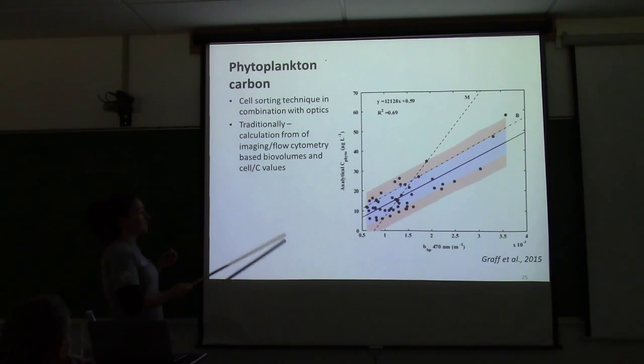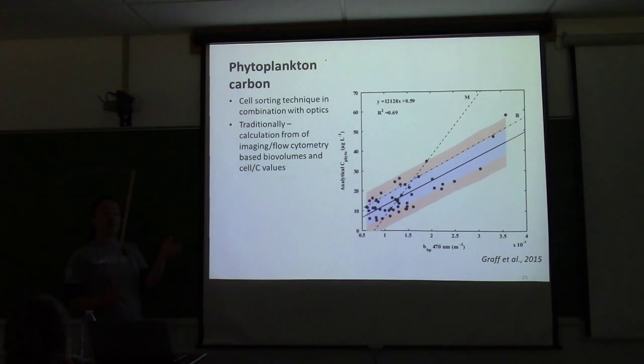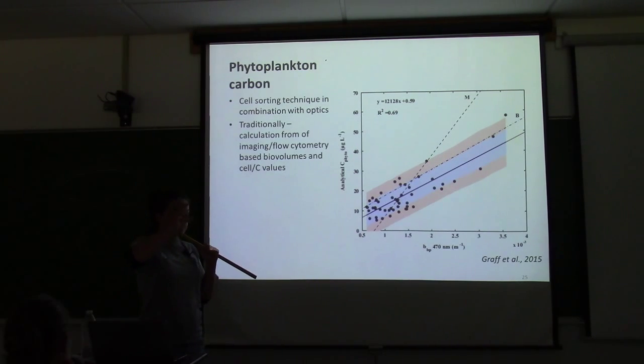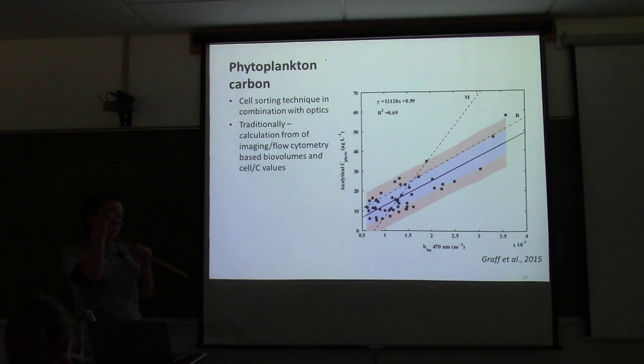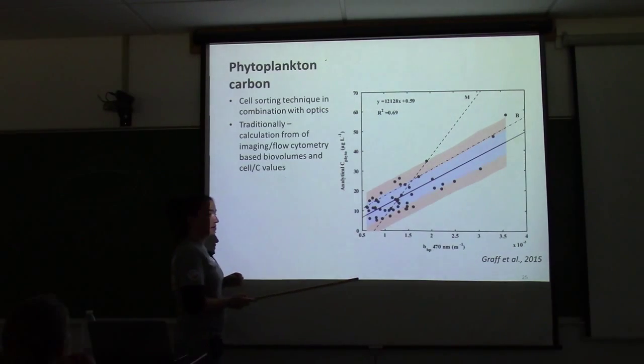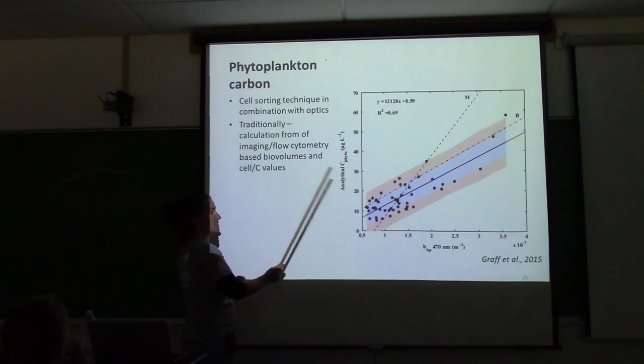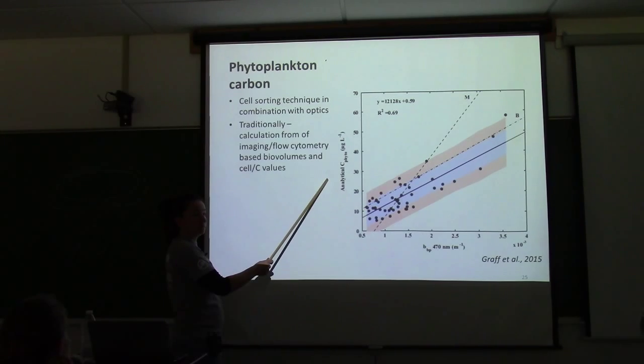But just recently, a group from Oregon, in a paper by Jason Graff, have started using a cell sorter. So they do flow cytometry and sort these cells. They accumulate lots of cells of the same type in small cuvettes, just cells. Then they take that sample and run it for carbon. Since they know the number of cells and the amount of carbon, they can say how much carbon there was in a single cell. But also, since they measure the backscattering, they can make a really good relationship between backscattering and phytoplankton carbon.